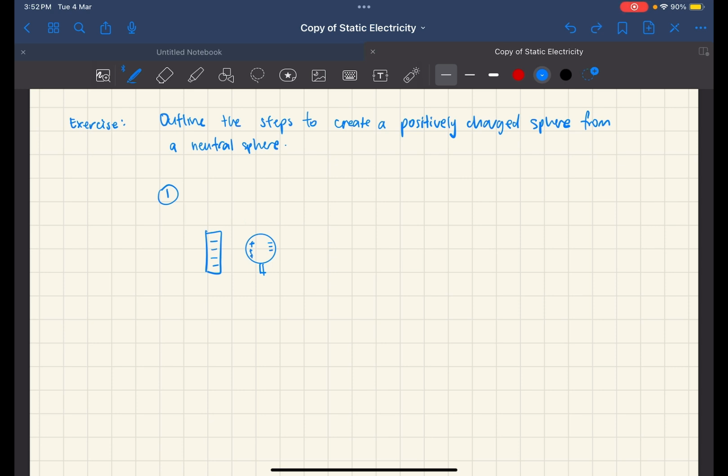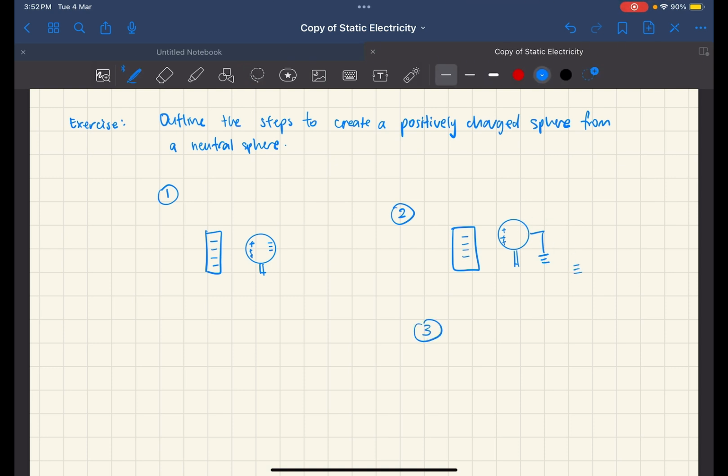You need to say that the negative charges are repelled by the rod and so they move towards the right. So this is your first step. Second step, you attach an earth wire to the sphere. Once you attach an earth wire to the sphere, the negative charges on the right will go into your earth wire. So this one will disappear afterwards.